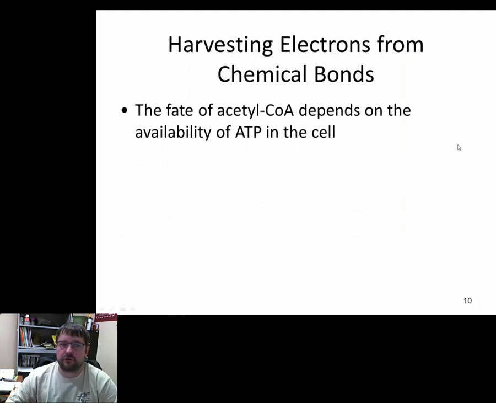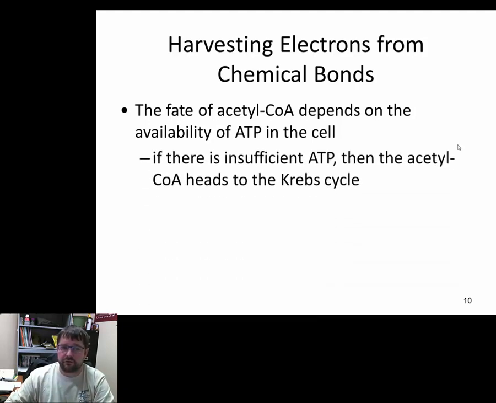Okay, so let's look at the fate of acetyl-CoA. So we talked about pyruvate processing. So pyruvate is going to be broken down into acetyl-CoA. You're going to have two acetyl-CoA molecules. Carbon dioxide leaves, NADH is formed.